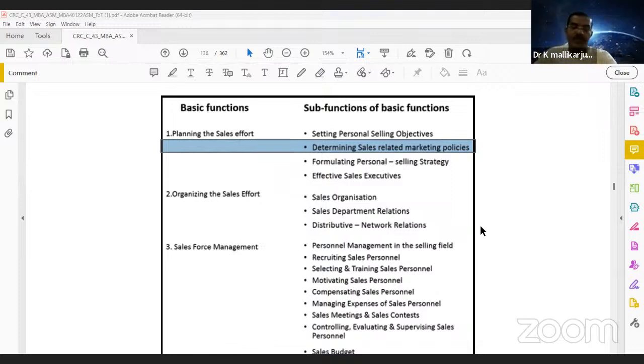In the field, they need to go and sell the products, and the company has to recruit the sales personnel whenever required, and select them. Once they are recruited, the company has to give proper training to the sales personnel, motivate them, compensate them, and manage the expenses of sales personnel also. So once you compensate, managing is also required. Sales meetings and sales contests are also there.